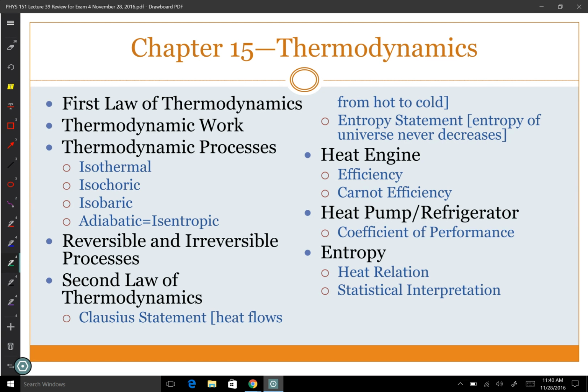Okay, second law of thermodynamics. Got two statements here. The first one, heat naturally flows from hotter to colder. The second one, the entropy of the universe never goes down. It only goes up. If you have an isolated system, the isolated system is going to have the same rules. If you have something that's not isolated, like water in a refrigerator, the entropy of that water can go down.